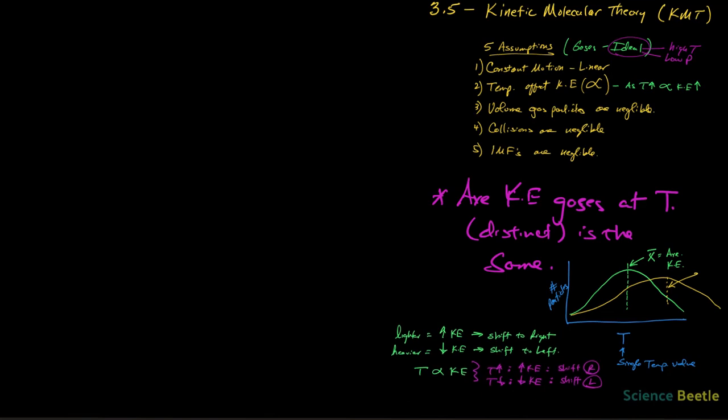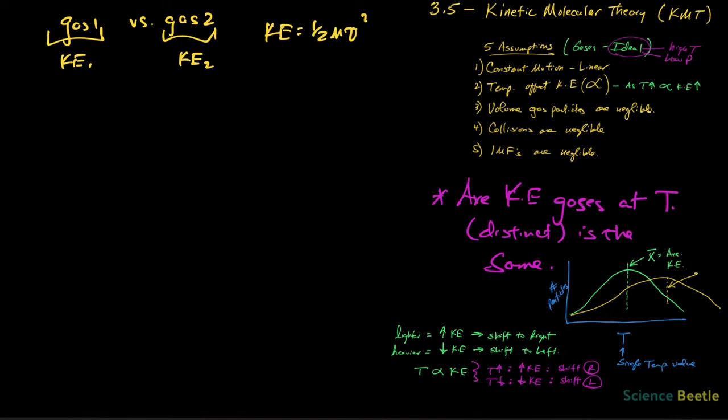Now we want to take the condition where you have gas 1 versus gas 2. We know that each gas is going to have its own kinetic energy, say kinetic energy 1, and the gas over here is going to have kinetic energy 2. We know that the kinetic energy is equal to 1/2 mv squared. However, when we compare gases inside a container, let's say gas 1 is a blue dot, and gas 2 is a green dot.